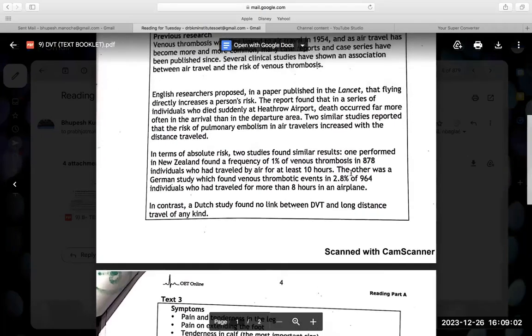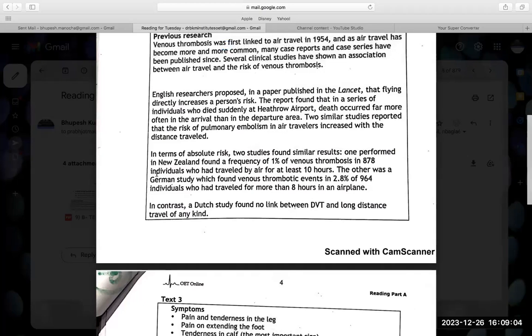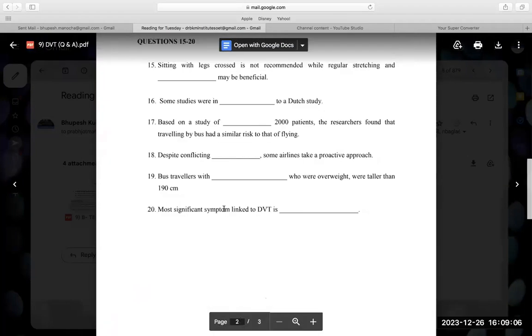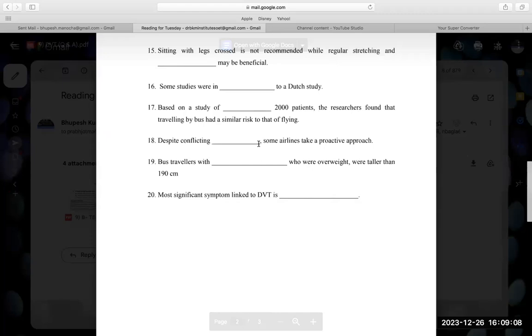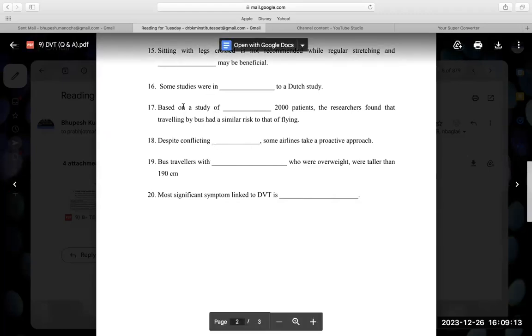No, two similar studies reported the risk found. So this question is difficult. I would not like to do it first, so I'm leaving this question. That is what you need to understand: save time. Otherwise, the 15th, 16th, and 17th questions were easy for me.